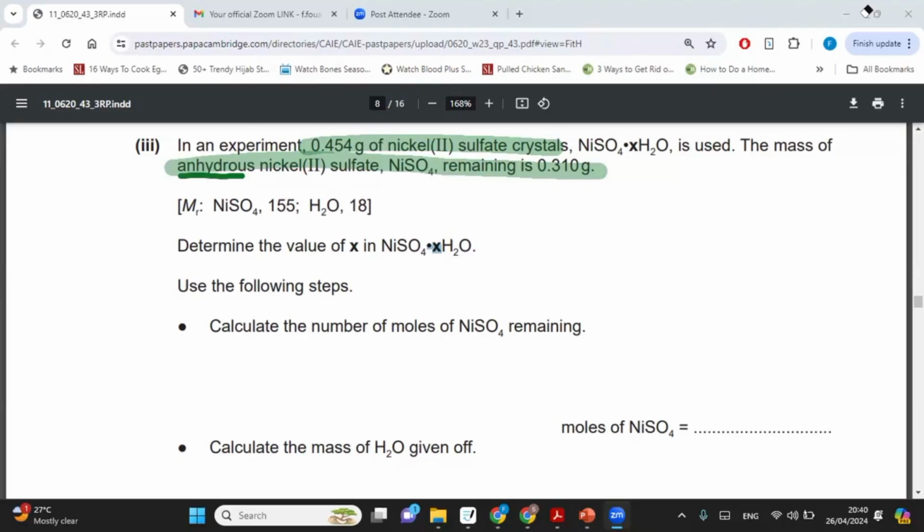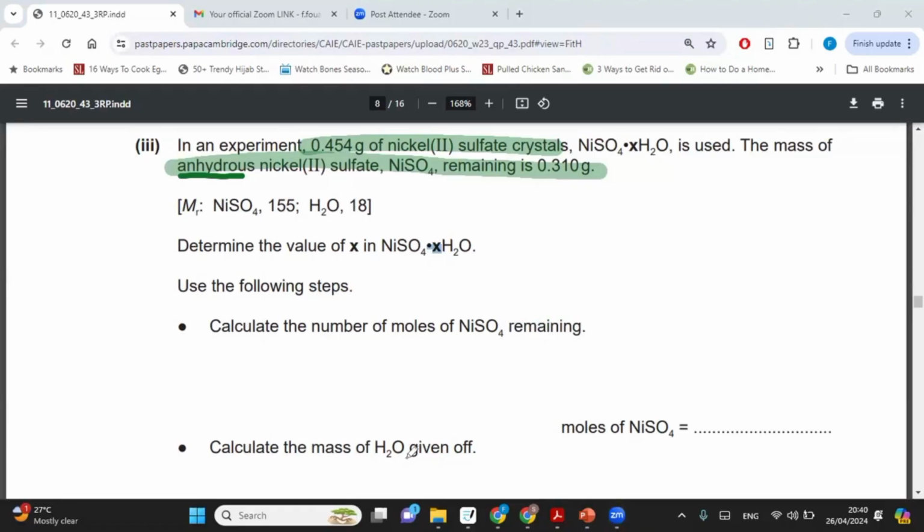They give us steps, which makes things, to be very honest, not that hard. First of all, they're saying calculate the number of moles of nickel sulfate remaining. Again, please pay attention to exactly what they're asking. We have to use remaining, meaning what we have towards the end of it.